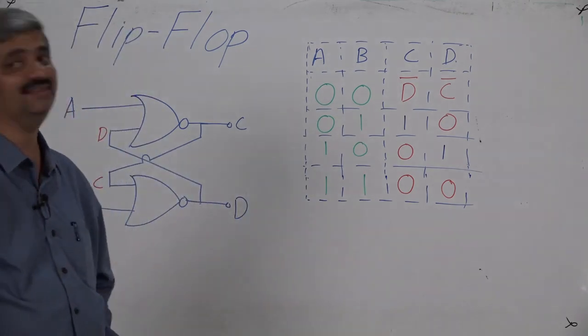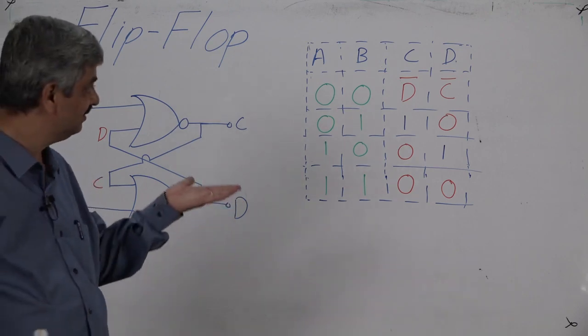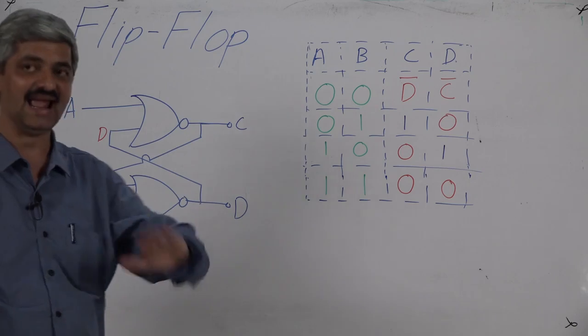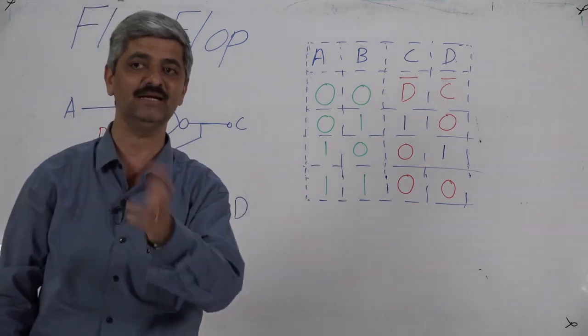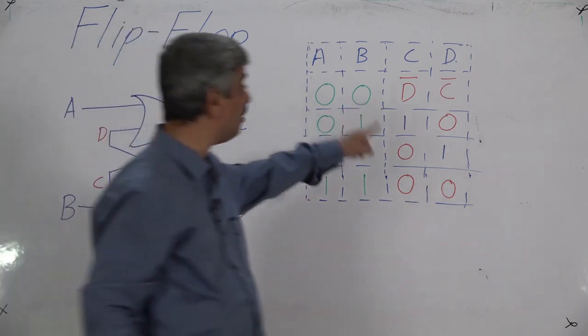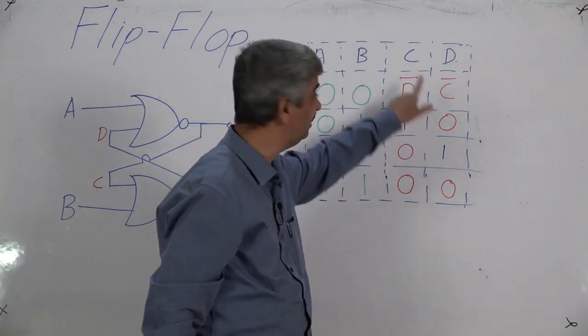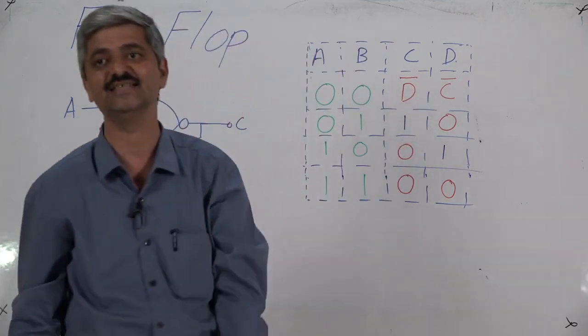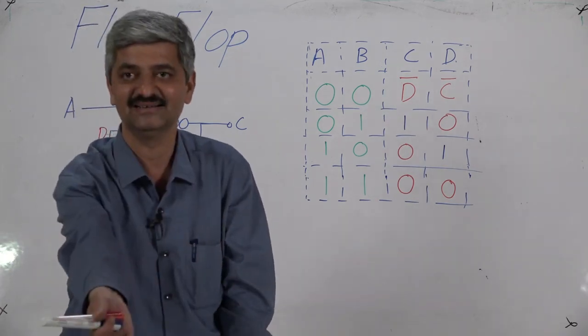So again, there is no unique answer. C is D bar and D is C bar. Here in this case you got an answer for C, you got an answer for D. But here now you have not got an answer. The answer is D is C bar. It means C is D bar.